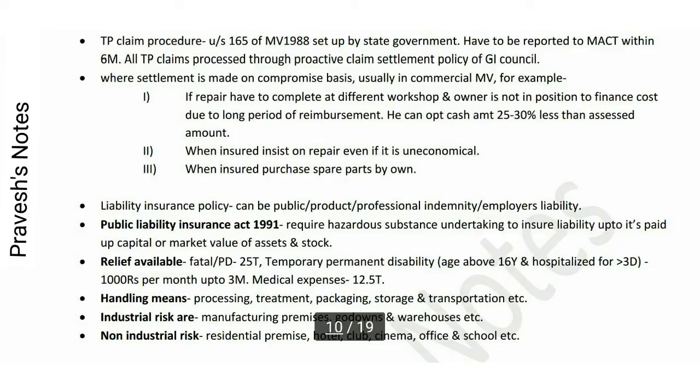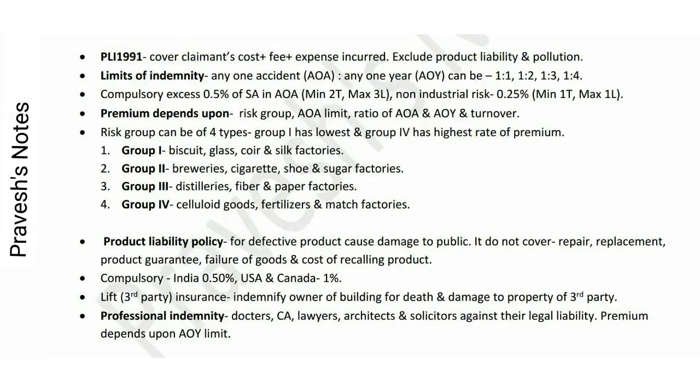Industrial risk exists in manufacturing premises, godowns and warehouses etc. Non-industrial risk exists in residential premise, hotel, club, cinema, office and school etc. PLI Act 1991 covers claimant's cost and fee and expense incurred. Exclude product liability and pollution.